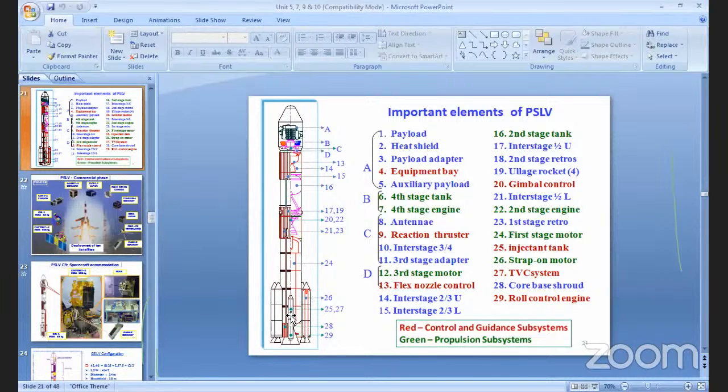25th and 27th are injector tanks. 26th is a strap-on motor, the side one. 28 is the core base shroud, which was fixed nearby the base.